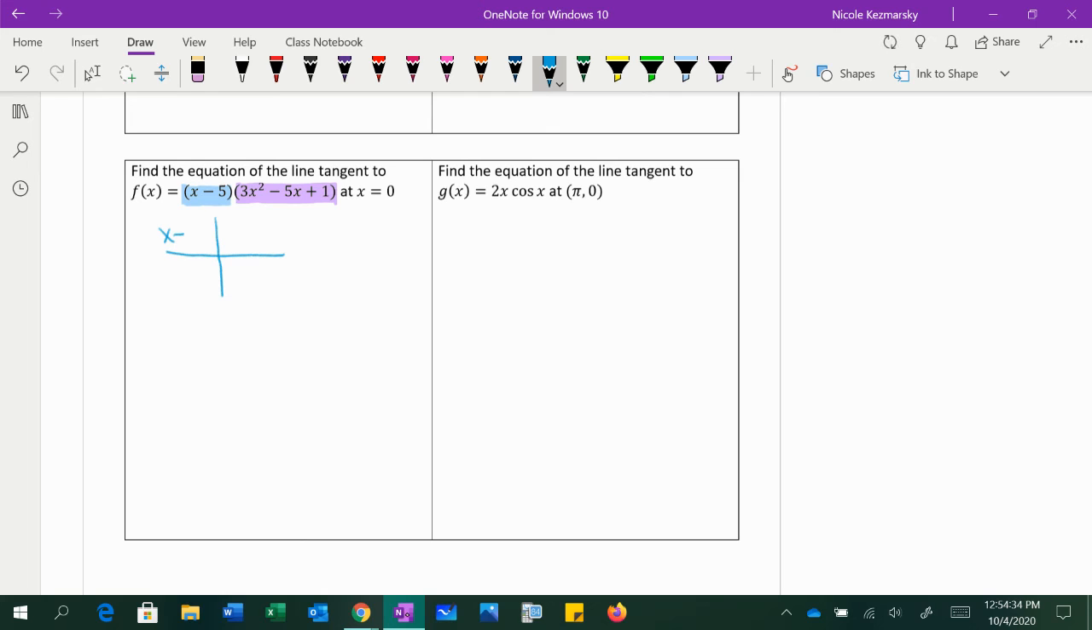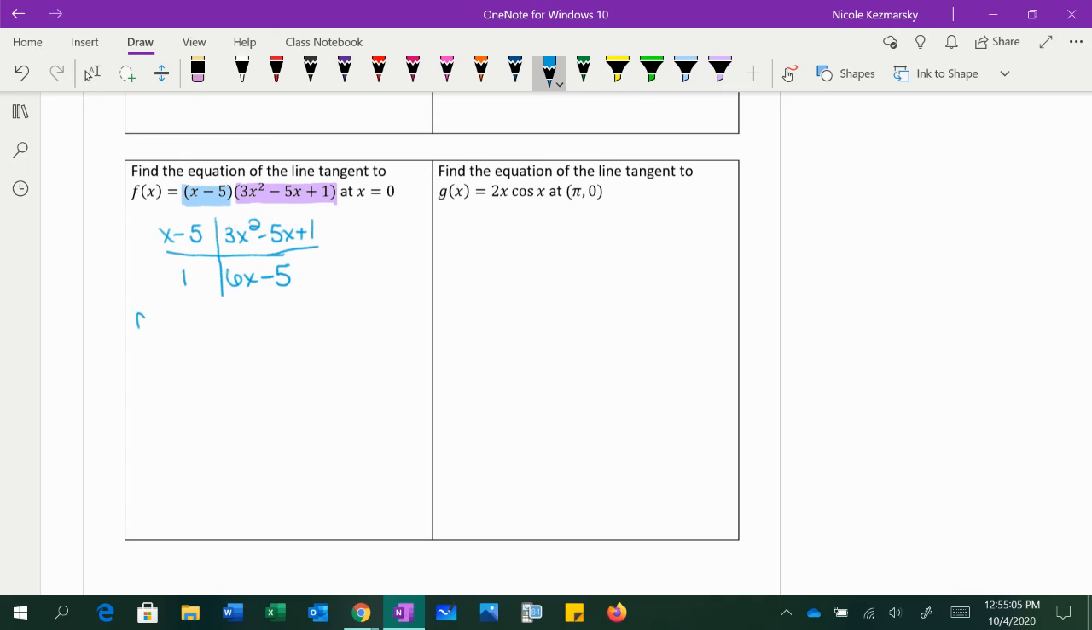So I'm going to go ahead and with my box, put x minus 5 in the upper left, 3x squared minus 5x plus 1 in the upper right. The derivative of x is 1. The derivative of 5 is 0. So the derivative of x minus 5 is just going to be 1. Derivative of 3x squared is 6x. Derivative of minus 5x is minus 5. And the derivative of 1 is 0.